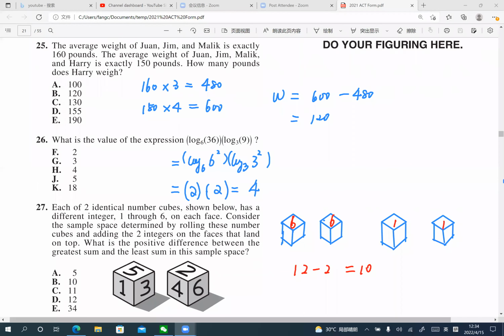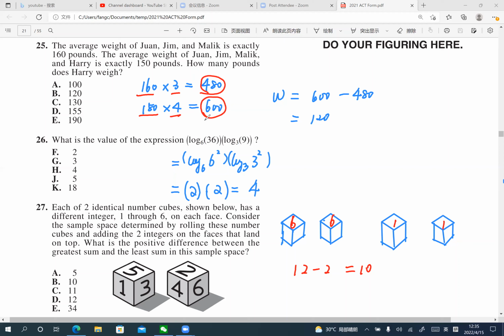Question 25. The average weight of John, Jim, and Malik is exactly 160 pounds. The average weight of John, Jim, Malik, and Harry is exactly 150 pounds. How many pounds does Harry weigh? So the average of 3 people, 160, times 3 should be equal to the total pounds of 3 people, which is 480 pounds. And the average weight of 4 people is 150 pounds, times 4 should be equal to the total pounds of 4 people, which is 600 pounds.